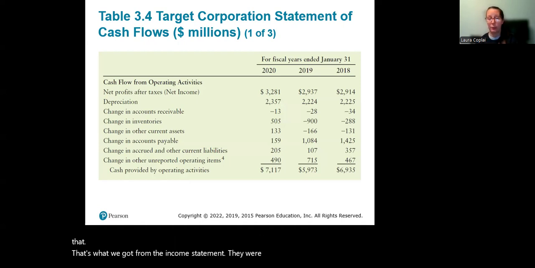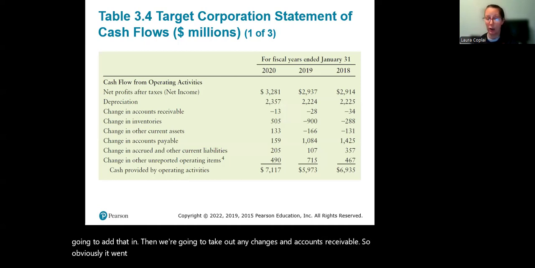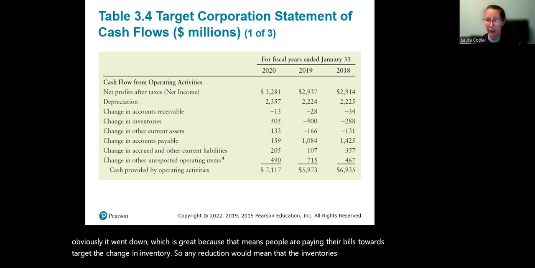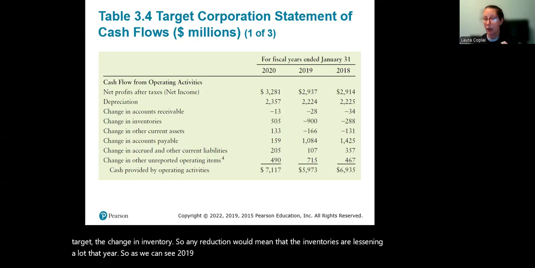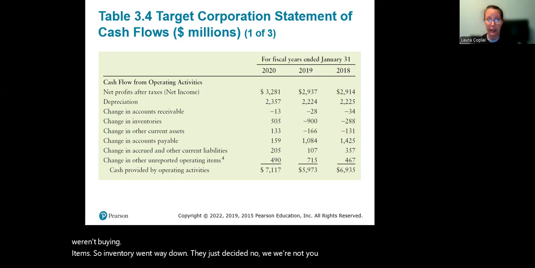Then we're going to take depreciation. We're going to add that in. Then we're going to take out any changes in accounts receivable. Obviously it went down, which is great because that means people are paying their bills to Target. The change in inventory. Any reduction would mean that the inventories are lessening a lot that year. As we can see, 2019 was a big year. It could be because the pandemic was just starting at that point in time, and a lot of people weren't buying items. So inventory went way down. They just decided, no, we're not restocking shelves, that kind of thing.